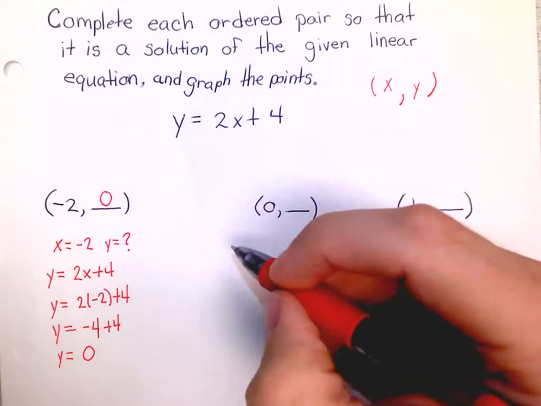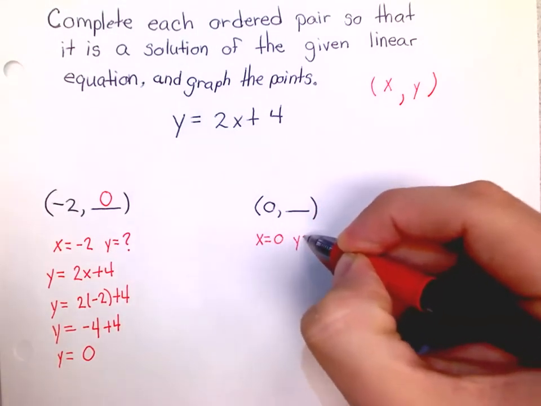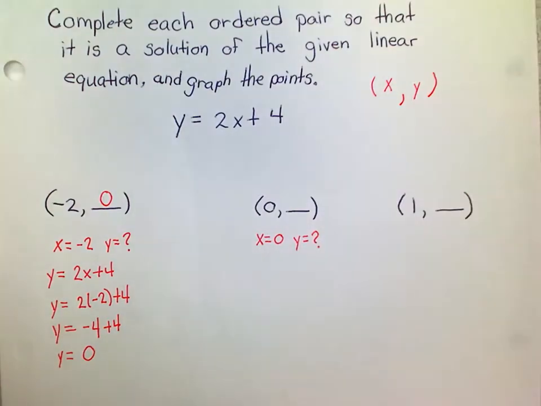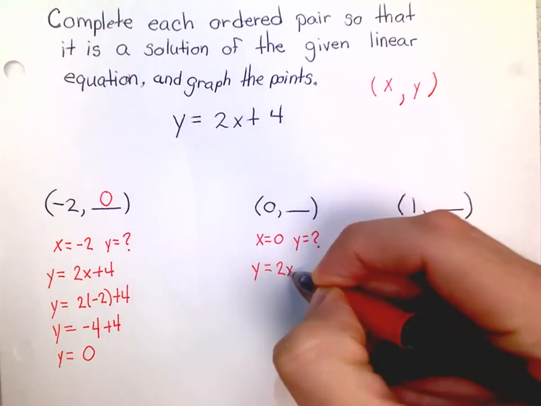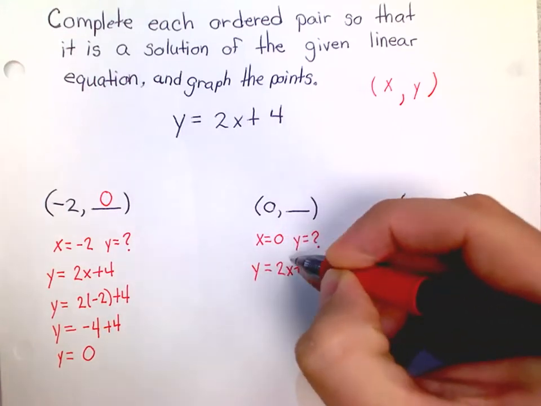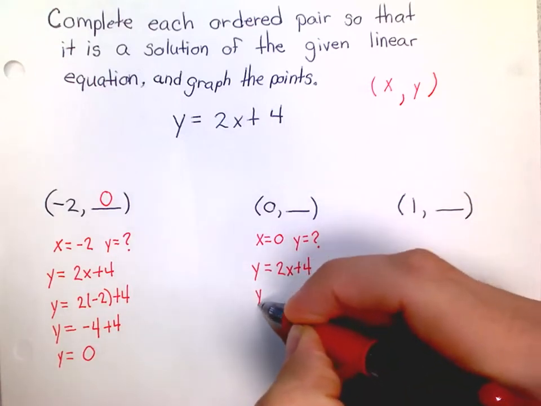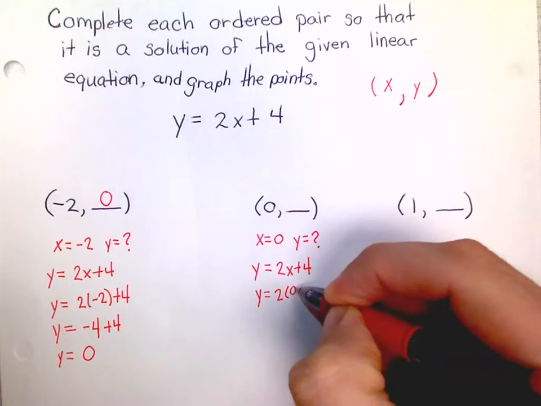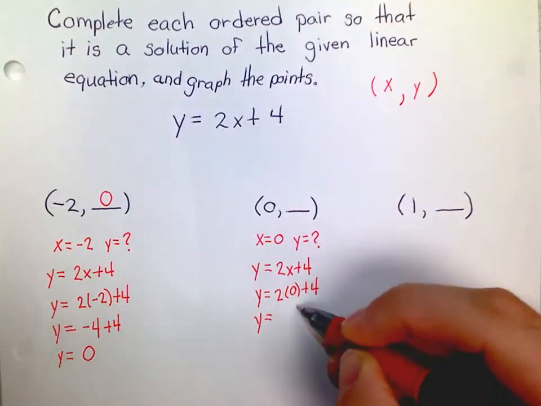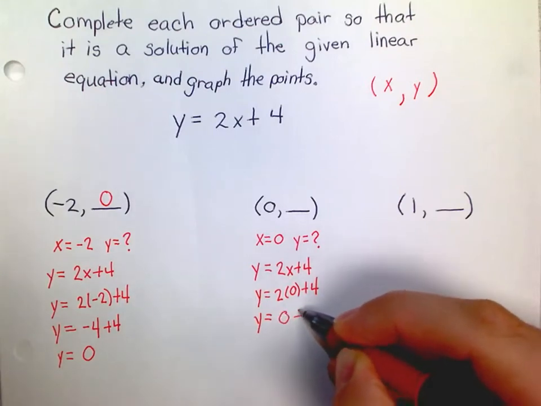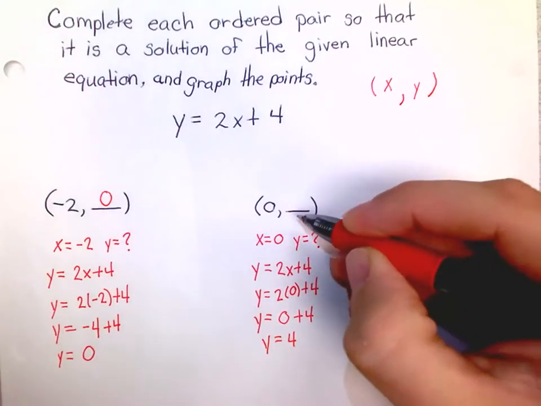Okay, let's continue on. Identifying here, x is equal to 0. Y is equal to question mark. Now if we rewrite our original equation, y equals 2x plus 4. We know that x is equal to 0 for this one, so let's plug a 0 in for the x. So y equals 2 times 0 plus 4. And when we simplify, we get 2 times 0 is 0 plus 4, so y equals 4. So in our blank here, we're going to write a 4.